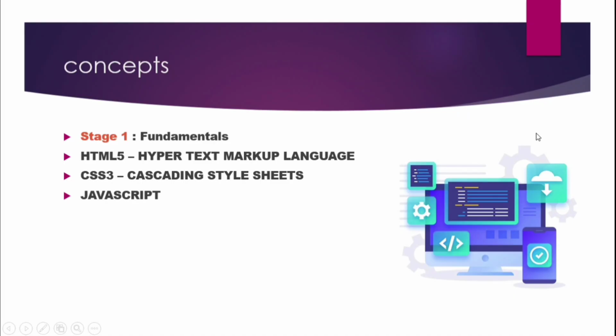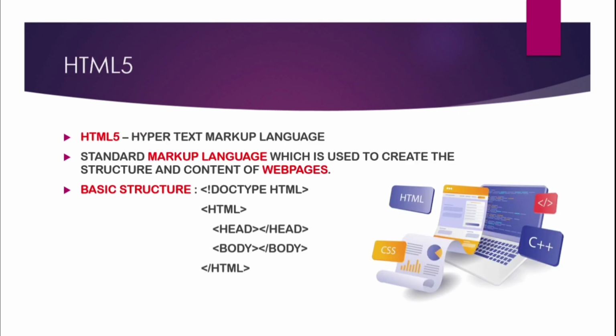Let's get started. So this is the stage 1 fundamentals. Here we have HTML5, which is hypertext markup language, CSS3, cascading style sheets, and JavaScript. Then we can go to HTML5, the first language that you need to learn to begin your front-end journey.